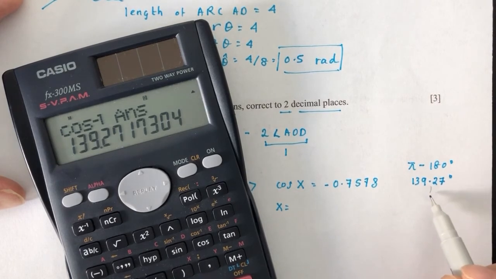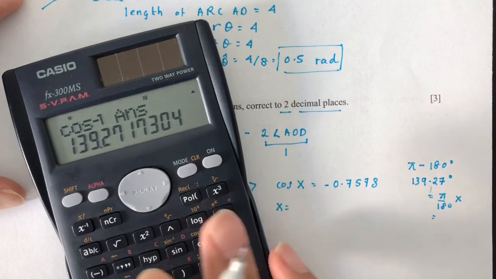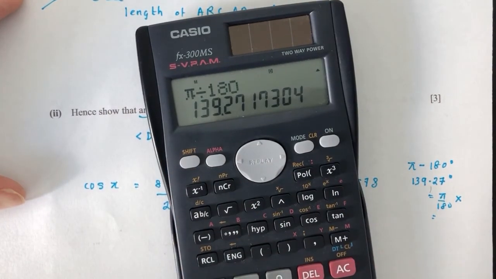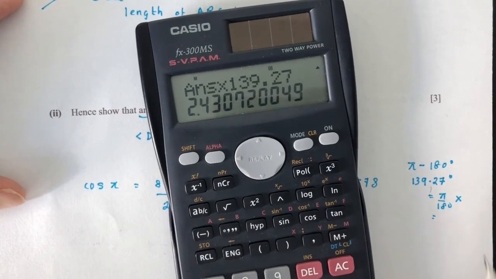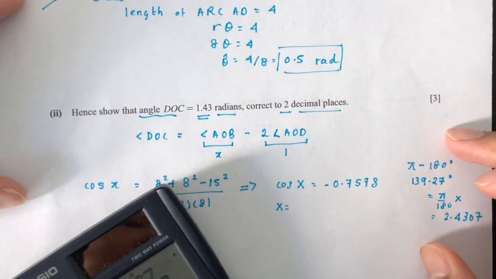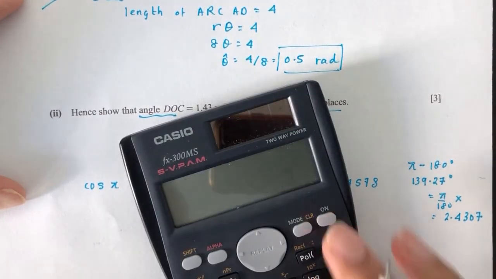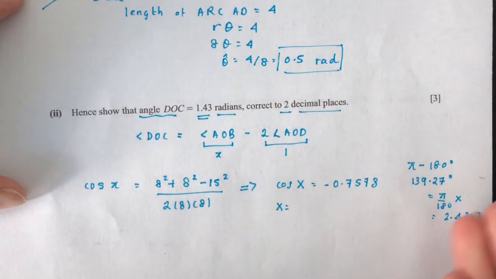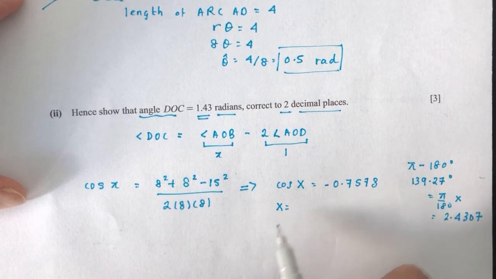So here we have 139.27 degrees. That will be equal to pi divided by 180 times this. So pi divided by 180 times 139.27 will be 2.4307. Of course you don't need to do this. You can just set your calculator to radians and find this directly. But here I am just showing you how you can do it if you want to.